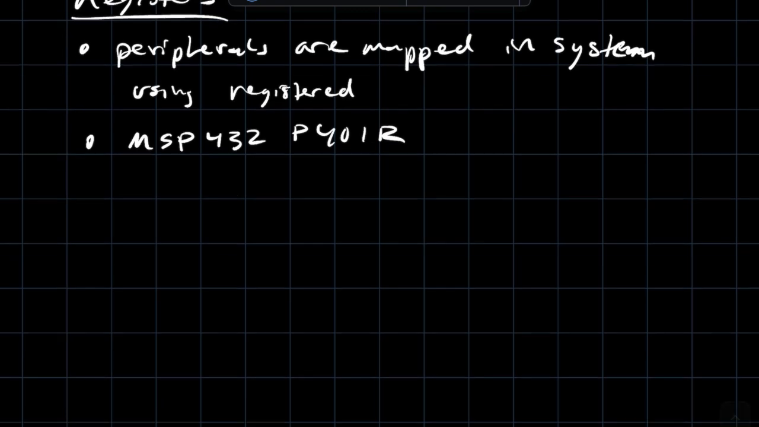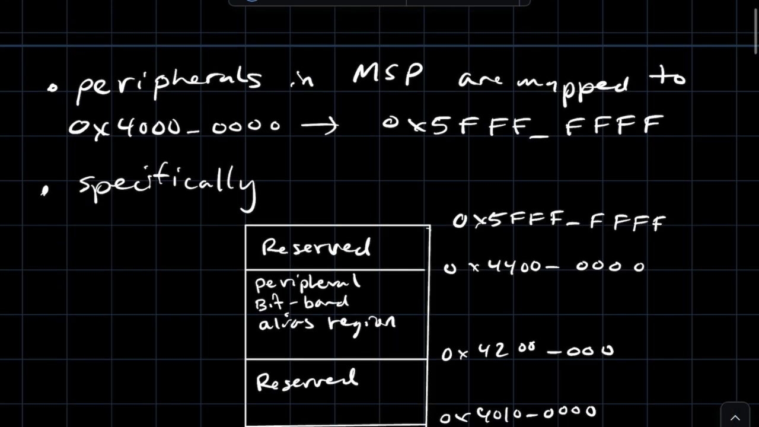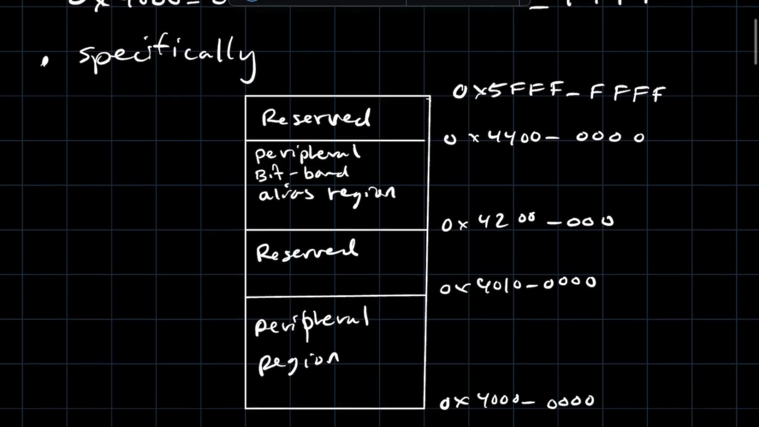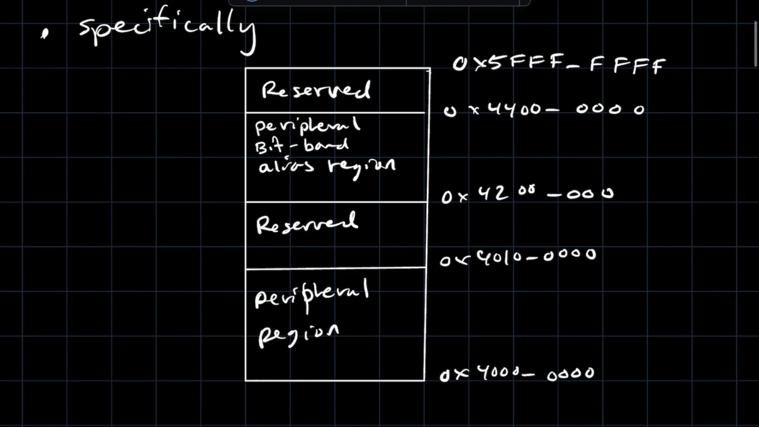So in the MSP in particular, the peripherals are mapped between the hex value of 4000_0000, all the way up to the hex value of 5FFF_FFFF. I recognize you can read, but I'm still saying it out loud. So specifically the peripheral zone looks like this, where I've got a peripheral region, a reserved region, a bit band alias region for those peripherals, and another reserved region.